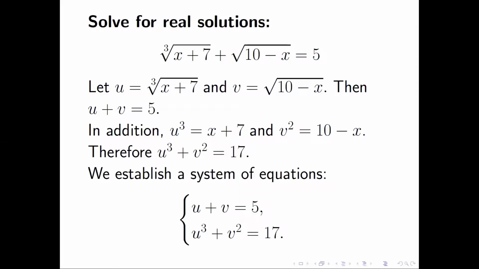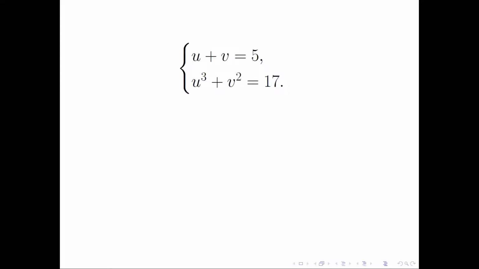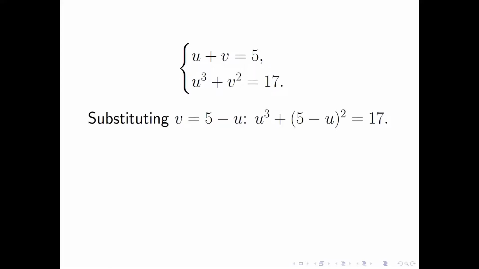So we established a system of equations in u and v. u plus v equals 5, u cubed plus v squared equals 17. The first equation is a linear one, so we can solve for v in terms of u, v equals 5 minus u, and do a substitution into the second equation. We end up with a cubic equation in u: u cubed plus u squared minus 10u plus 8 equals 0.